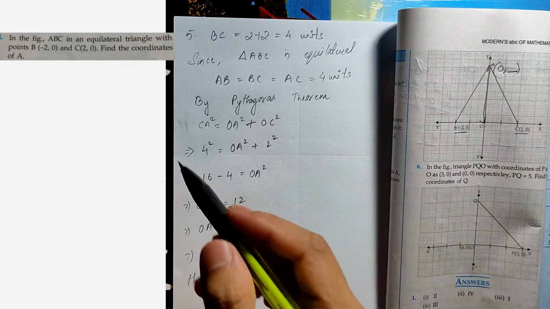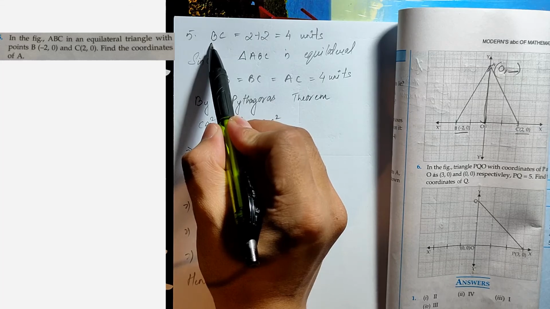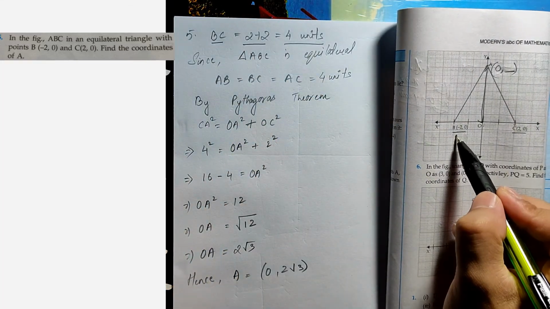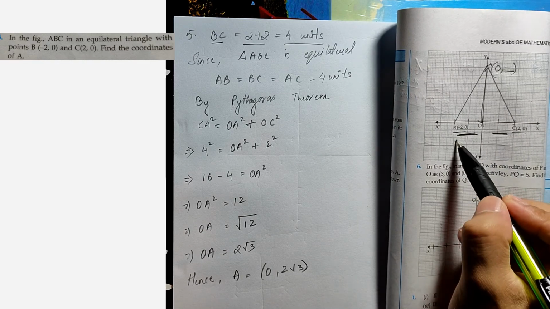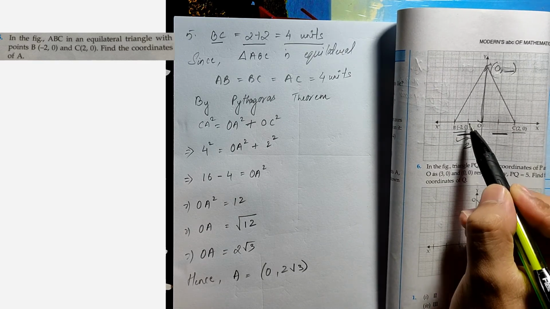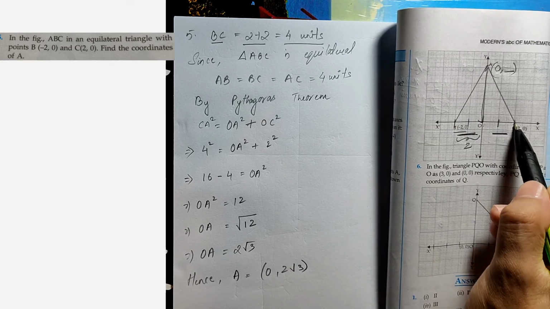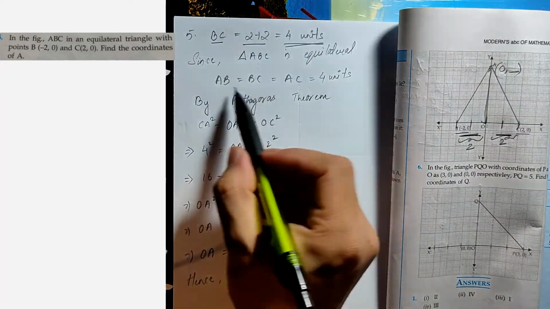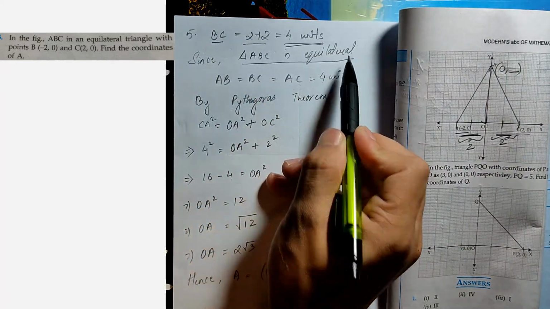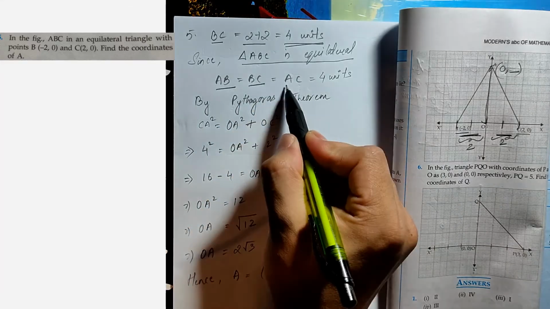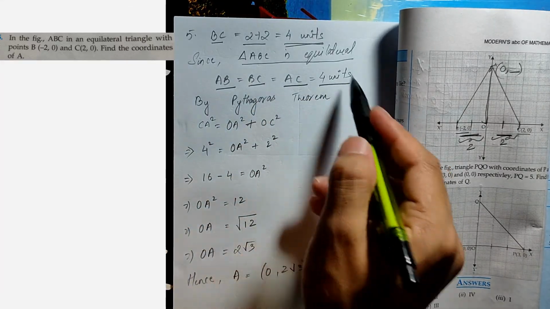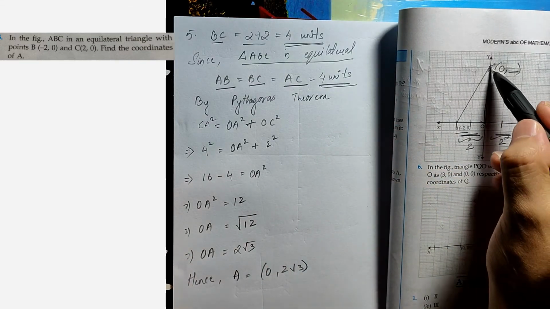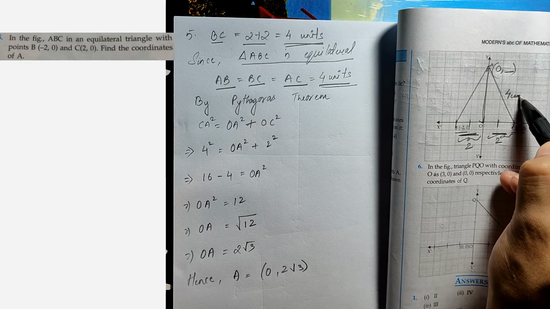Okay. So how do we do the sum? Let's see. So here BC is equal to 2 plus 2, which is 4 units, right? So BC is equal to this plus this. So from here this distance is 2, because till here it is 1, 2, and here again 1, 2. So this is 2, this is 2. Now 2 plus 2 means 4. So BC is equal to 4 units. Since triangle ABC is equilateral, we know that AB will be equal to BC, will be equal to AC, will be equal to 4 units, because all three sides are equal. So that means AC will also be equal to 4 units.